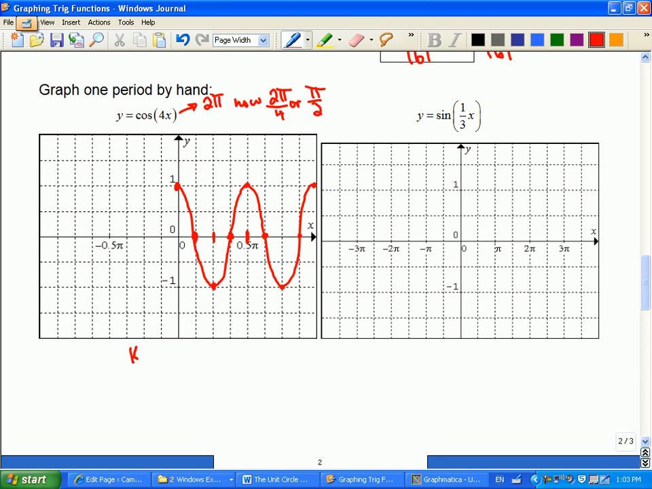Okay, your key points here are going to be every pi over 2 is the whole thing, and we're going to divide it by 4. So that's pi over 8, which in this graph is every tick mark.